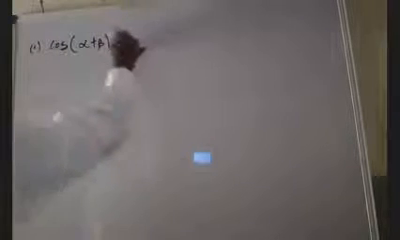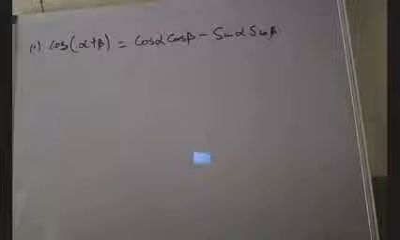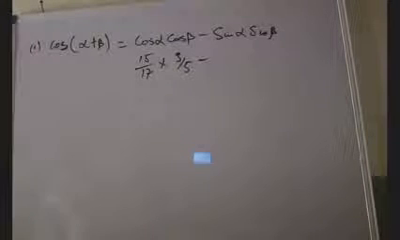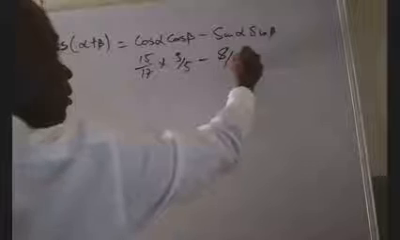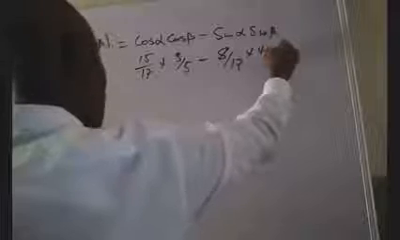So the question one there is cos alpha plus beta, which is equal to cos alpha cos beta minus sin alpha sin beta. So we have cos alpha is 15 over 17 times cos beta is 3 over 5, minus sin alpha is 8 over 17, then sin beta is 4 over 5.